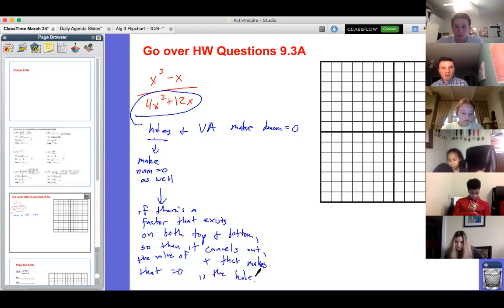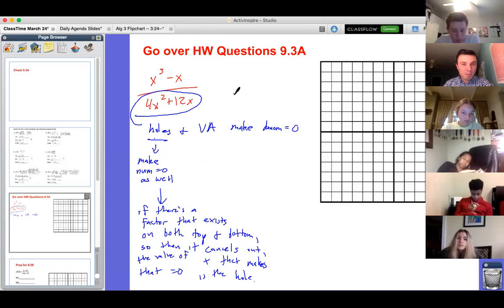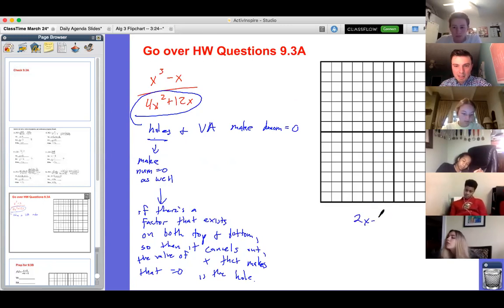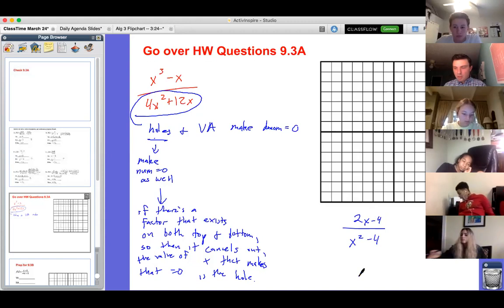That's a lot of words. Yeah, it was. It's a lot of words, but sometimes you need a lot of words to describe something that's a little more evident in another problem. So let's say we have this for example. Let's say it is 2x minus 4 over x squared minus 4, equals some function. Okay, so this is what we're looking at.